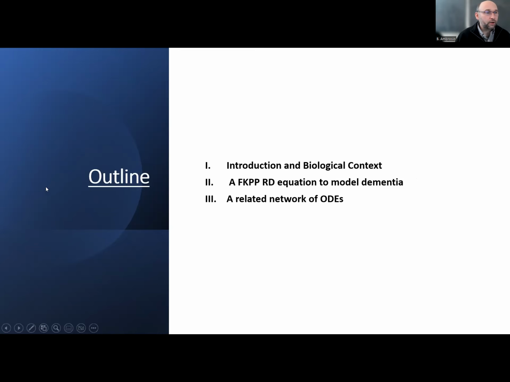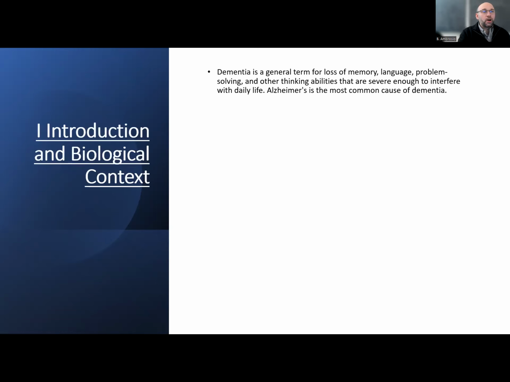And so the outline of the course is directly related to what I just said. First we'll introduce the biological context. Then we will work on the Fisher-KPP RD equation. We work on it in 2D, and of course you can extend it to 3D. And finally, we will discuss a related model of a network of ODEs. All right, so this is directly taken from the article that appeared. The idea is not to do an original thing, it's just to discuss these ideas that are relevant in neuroscience.